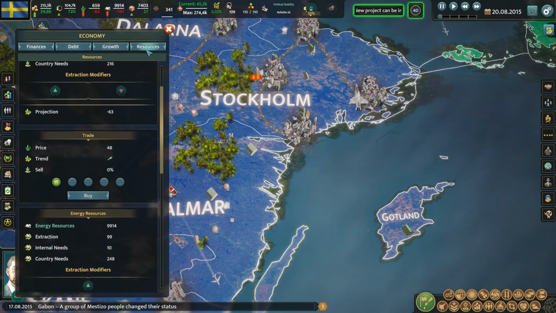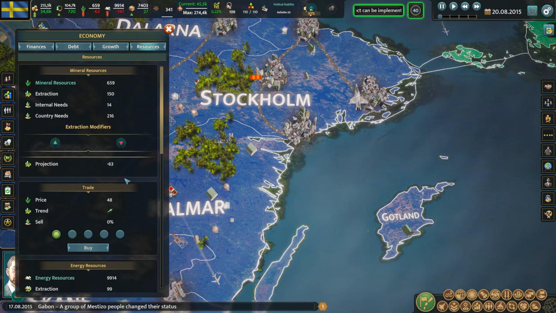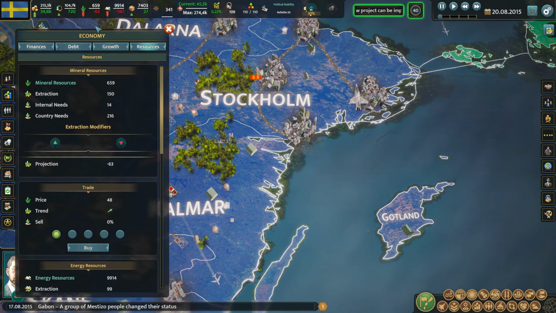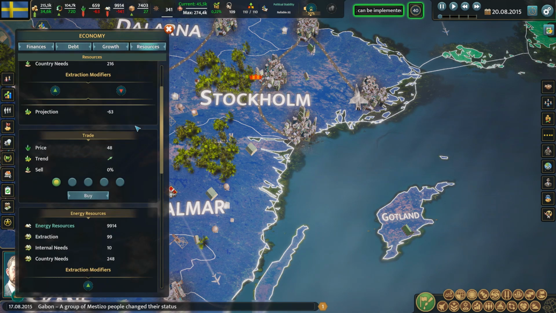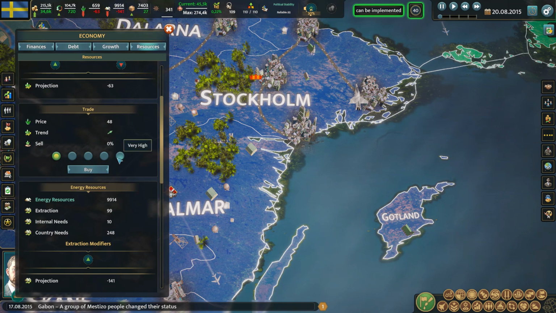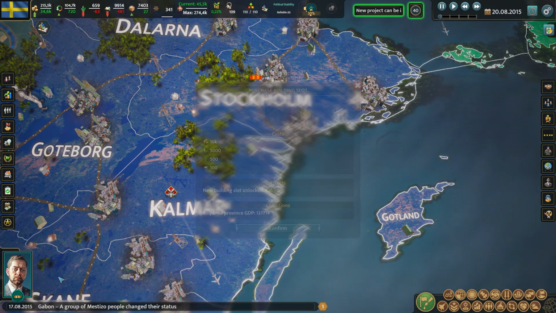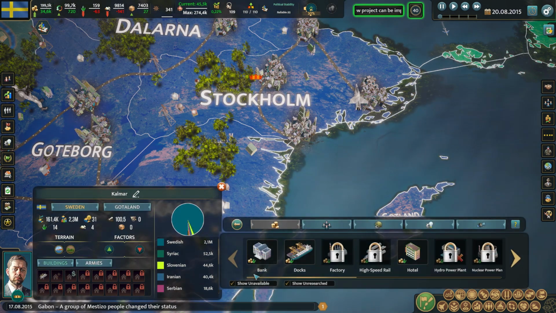The next one is the resources window itself, that also serves as a trade hub. It showcases all three main resources: the minerals, the energy, and the rare ones, and it allows you to sell them from volume of very high to very low, or just buy them if you are lacking them, to build up those structures, to build something important.